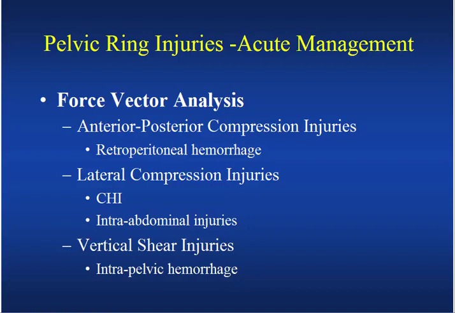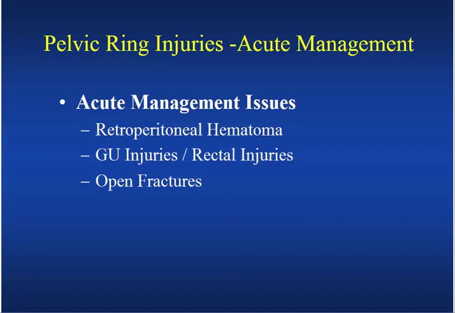So with anterior-posterior compression injuries, retroperitoneal hemorrhage occurs. With lateral compression injuries, you can have closed head injuries and intra-abdominal trauma as well. With vertical shear injuries, you also need to suspect intrapelvic bleeding.